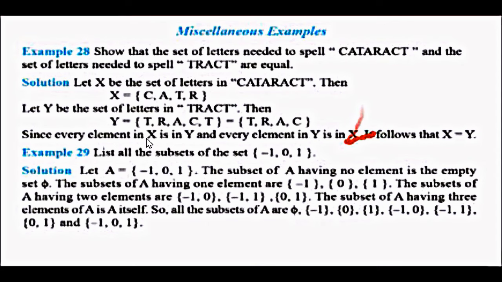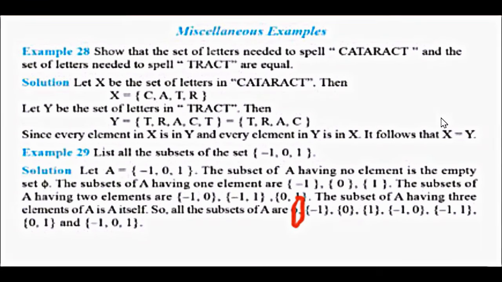First we'll take the individual elements: {-1}, {0}, {1}. Then we'll take the combinations of 2: {-1, 0}, {0, 1} and {-1, 1}. Then we are going to take one more: the complete set is also a subset. One more is left. We have gone up to 7, and the final one is the empty set. The empty set is a subset of every set in this world.